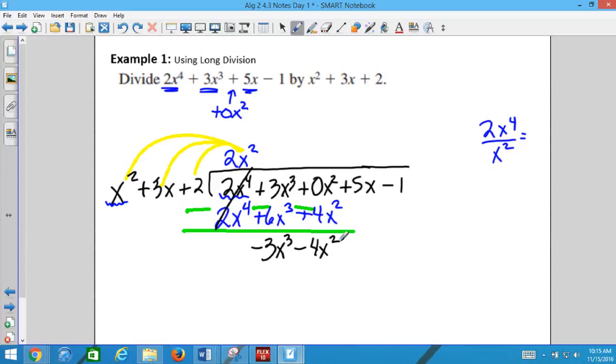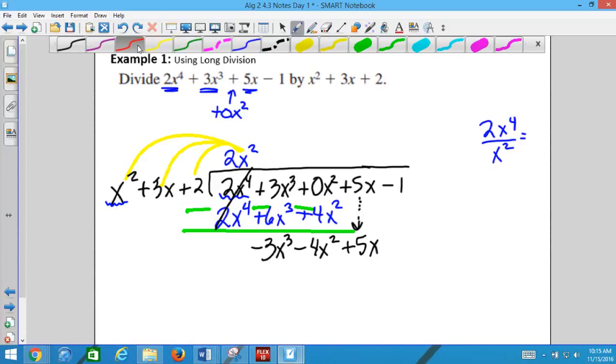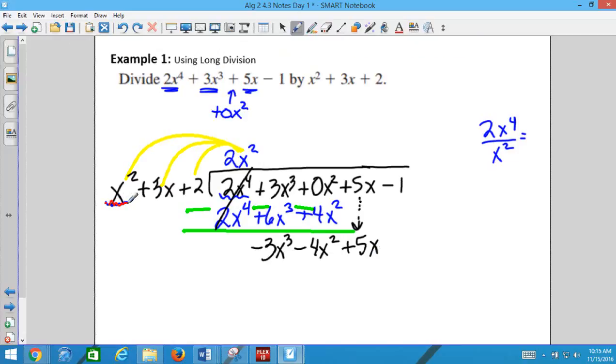Okay, back in long division. After we subtracted them, then what did we do? We dropped down that next term, so plus 5x. Then we repeated the entire process. So let's repeat it. We now are going to take x squared into negative 3x squared.